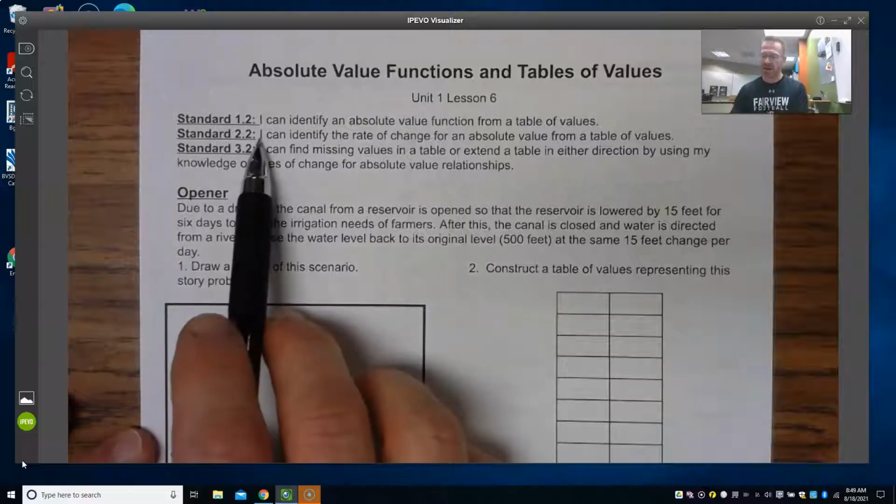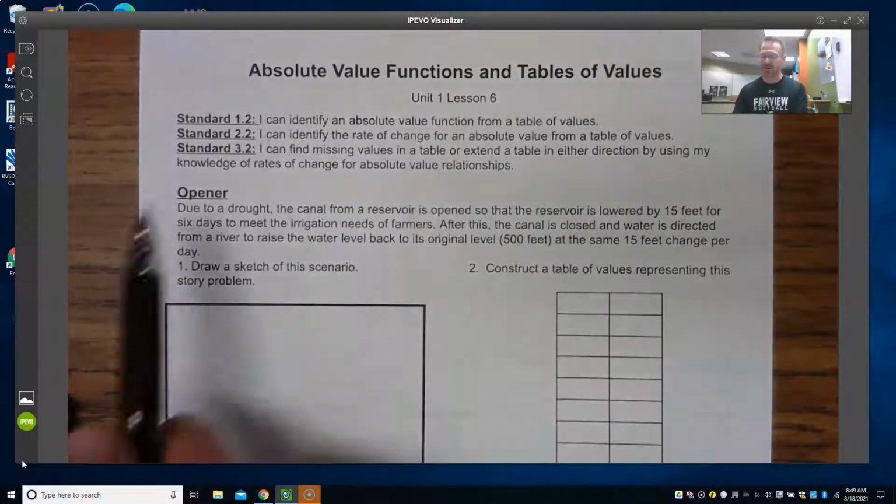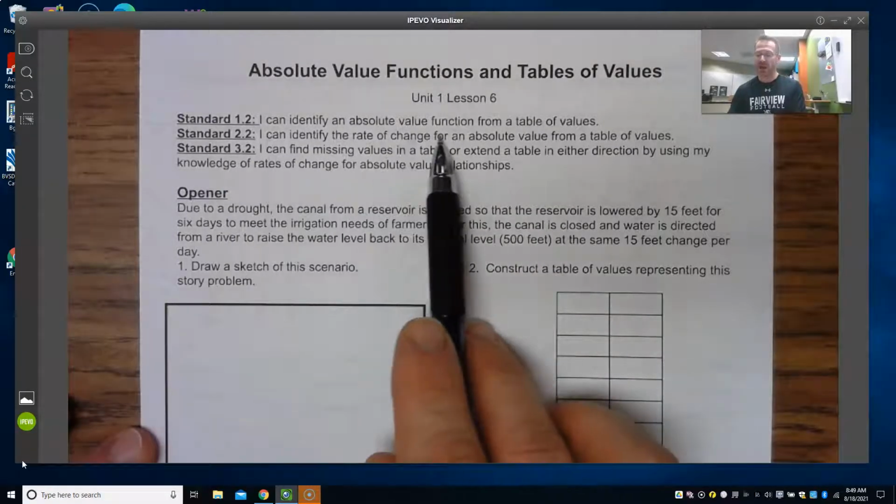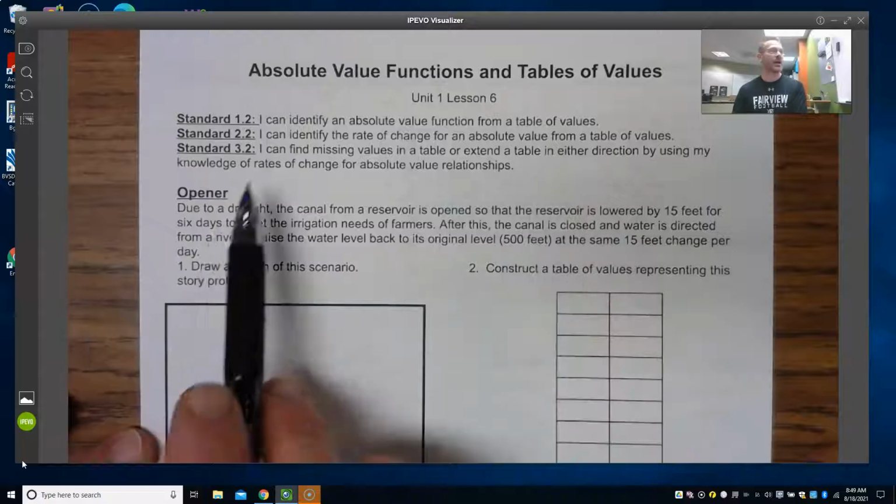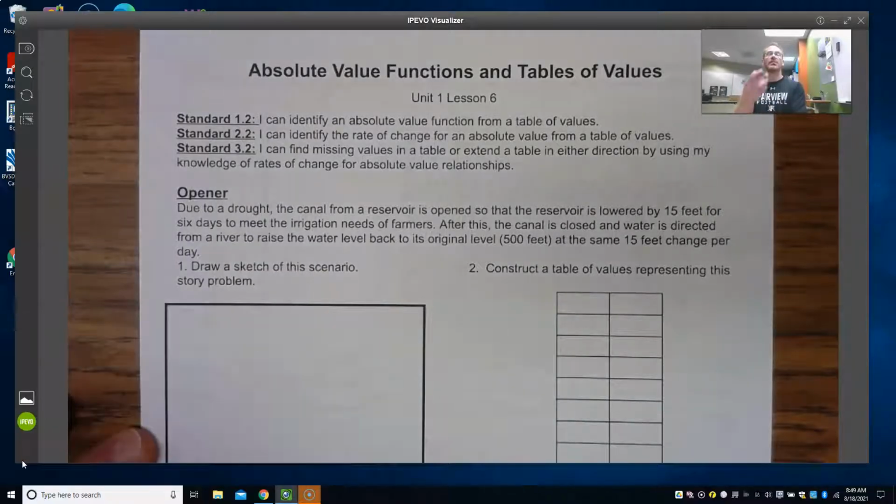When you look at our standards that we're going to cover in this particular lesson, we have standard 1.2, I can identify an absolute value function from a table of values. 2.2, I can identify the rate of change for an absolute value from a table of values. And 3.2, I can find missing values in a table or extend that table using my knowledge of absolute value.